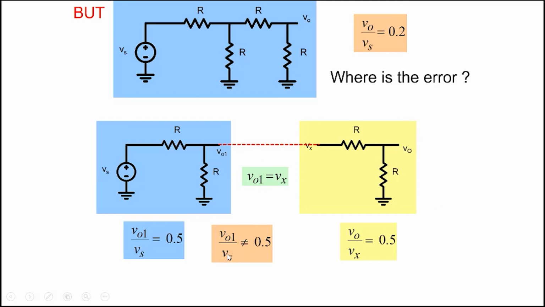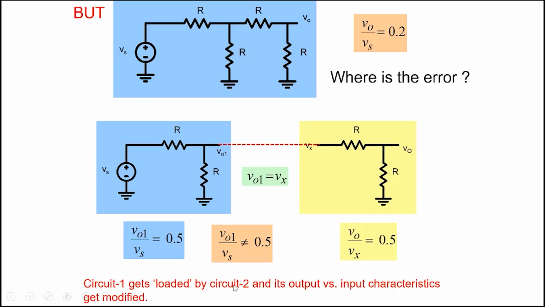But then V01 by Vs is no longer 0.5 here. So the moment you add this circuit to this one, the first circuit is affected. It's no longer a simple voltage divider. This part of the circuit also comes in parallel, as you can see here, to R. All right, so circuit 1 gets loaded by circuit 2. Circuit 2 acts as a load to the first circuit, and the output versus input characteristics get modified. So whenever we take two blocks of circuit and connect them up, this loading effect we should always be aware of.